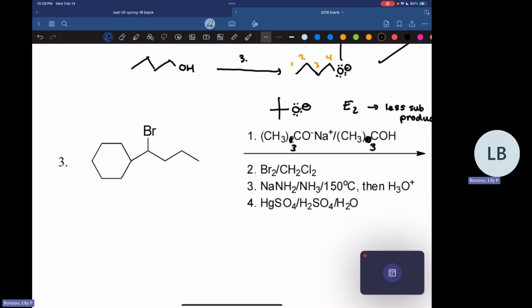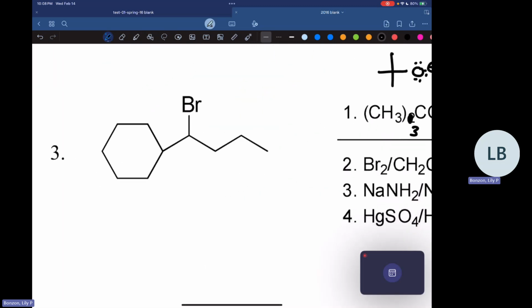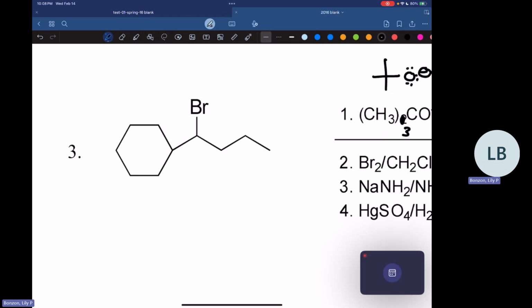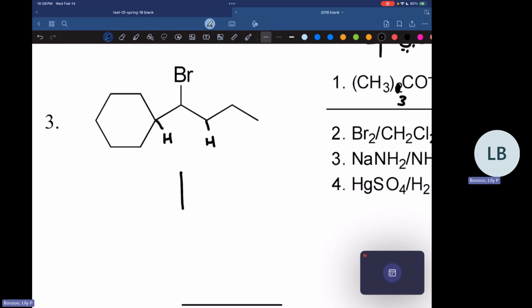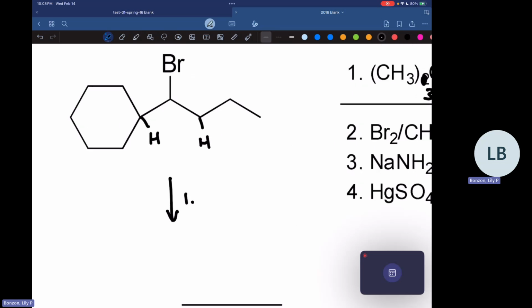All right, so looking at the structure that we got here, we've got our halide that would be performing in the E2. And so we've got a couple of hydrogens that we could potentially take off. We've got this one on the left, and we've got this one on the right. And again, we just need to remember that this is our bulky base, and it's going to pull off a hydrogen that will give it a less substituted product.